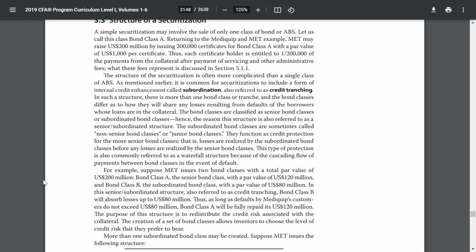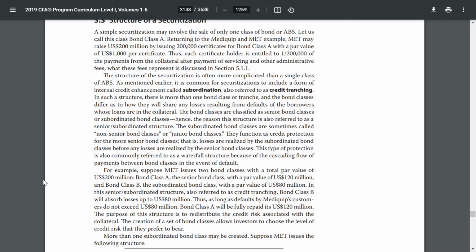These fees are discussed in section 5.1.1. The structure of the securitization is often more complicated than a single class of ABS. As mentioned earlier, it is common for securitization to include a form of internal credit enhancement called subordination, also referred to as credit tranching. In such a structure, there is more than one bond class or tranche, and the bond classes differ as to how they will share any losses resulting from defaults of borrowers whose loans are in the collateral.